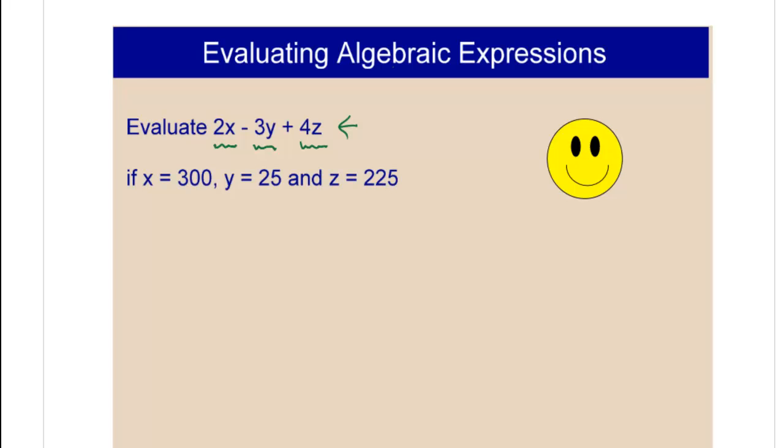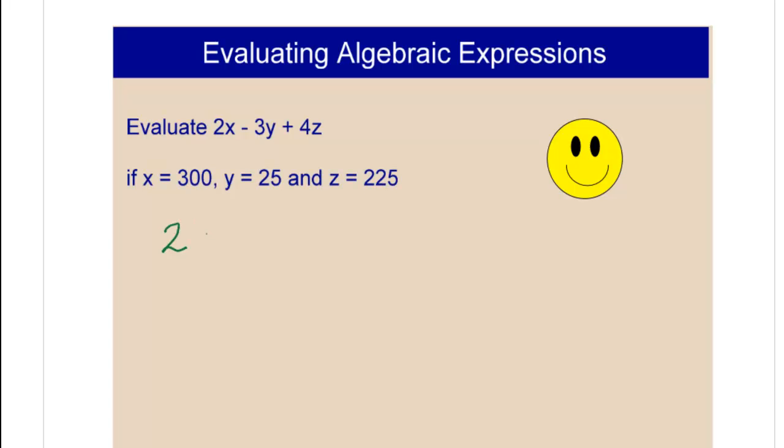And in order for us to do anything with this expression, we have to know what x, y, and z are equal to. So you're told to evaluate this expression if we know that x is 300, y is 25, and z is 225. So what we're going to do is replace each of the variables with the number that each variable equals. So I'm going to rewrite this expression and substitute each number in.